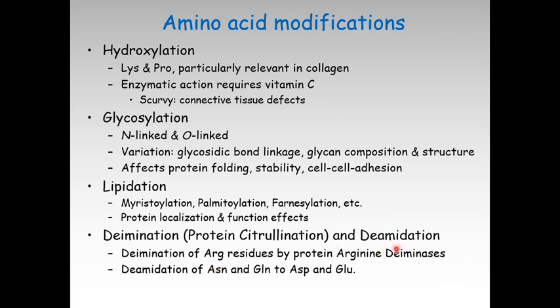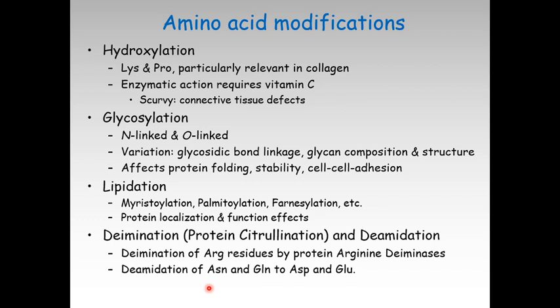This is an important modification because it removes the charge from arginine and makes the protein surface neutral. Deamidation of asparagine and glutamine to aspartate and glutamate adds charges. Remember, asparagine and glutamine are polar uncharged amino acids.